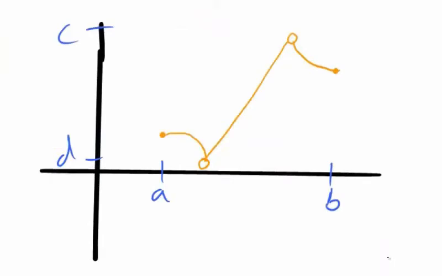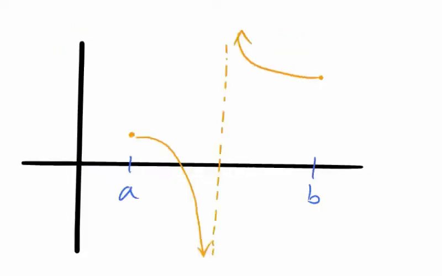This function has two removable discontinuities and no absolute extreme values. If the holes in the function were filled, then the function would have absolute extrema. This function has an infinite discontinuity, so the range of values is unbounded. Therefore, the function does not have absolute extrema.